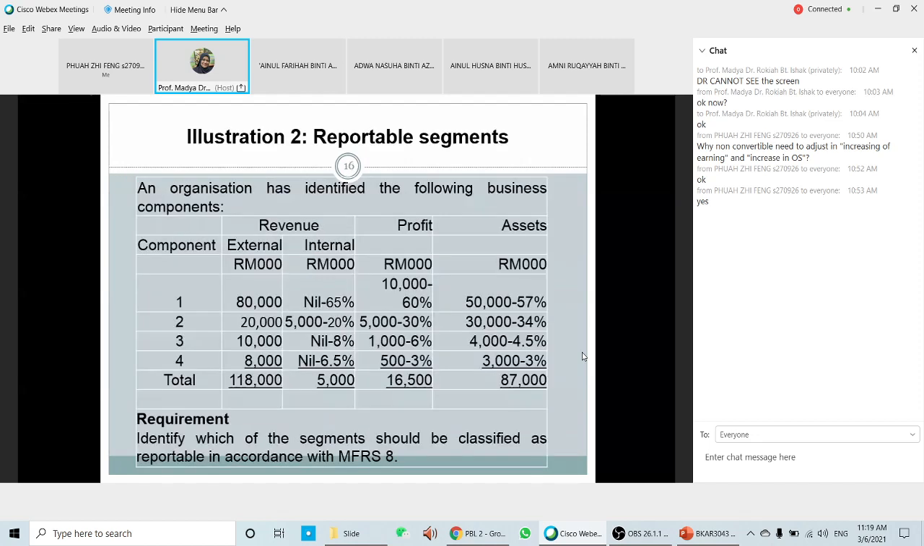So you try to look at this example, illustration 2. This is what you have. For illustration 2, you're going to test for the 10% test.